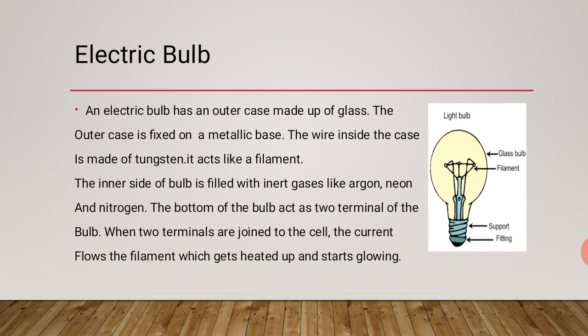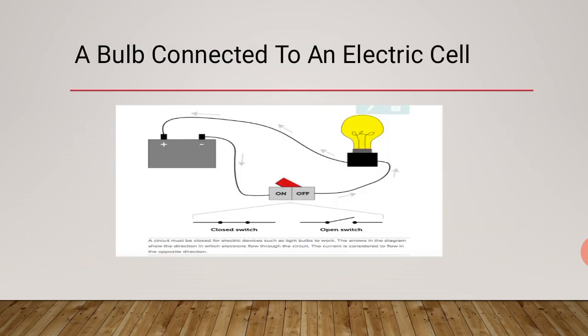Light bulbs are filled with inert gases such as argon, neon and nitrogen. These gases help to prevent the filament from reacting with air. Remember one thing: never touch the bulb after it lights, because it is hot enough to burn your finger. Next slide.